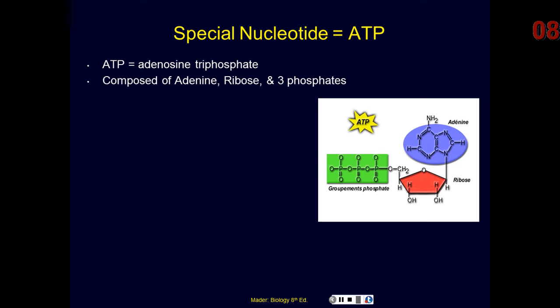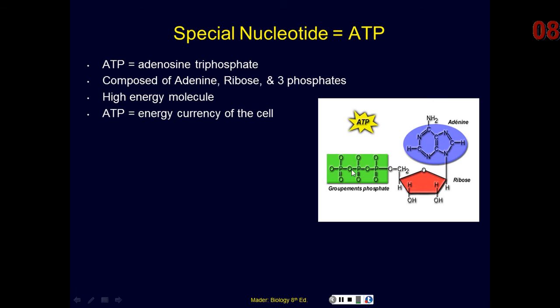Okay, so this is a very, very high energy molecule. As a matter of fact, we're going to call this molecule the energy currency of the cell, because the cells are going to actually spend the energy in this molecule. We learned in chapter 2 that energy is stored in bonds. So a very important bond is this bond right here, that 3rd phosphate right there, that bond.